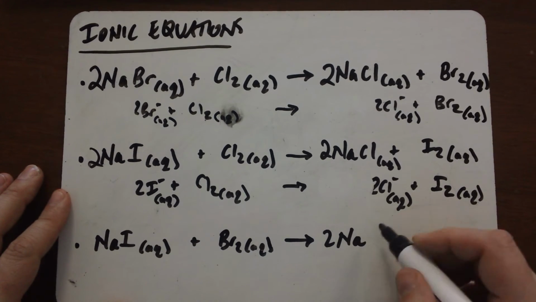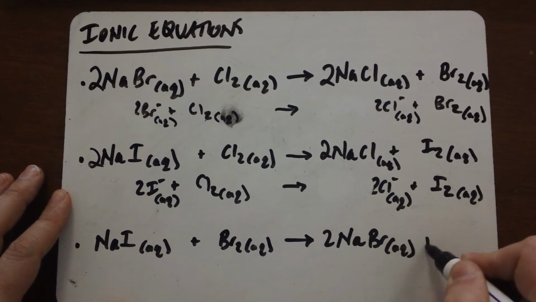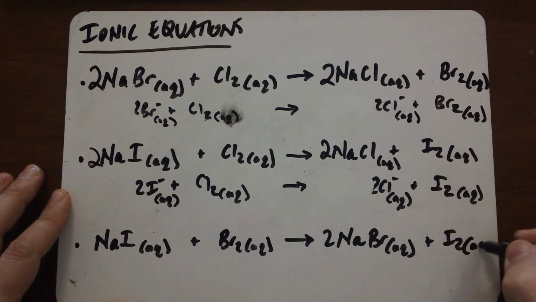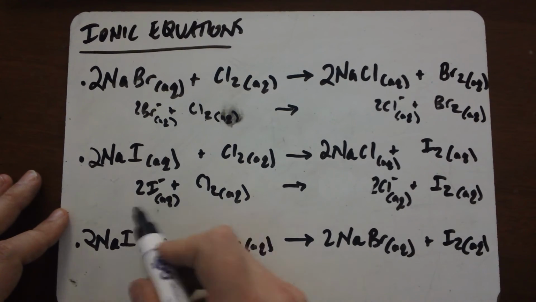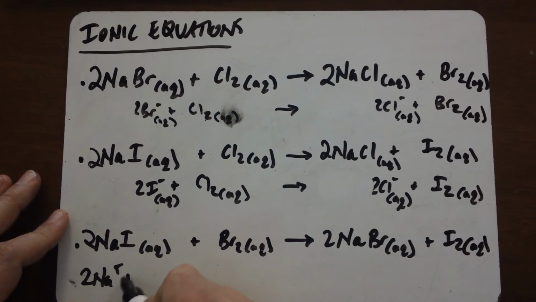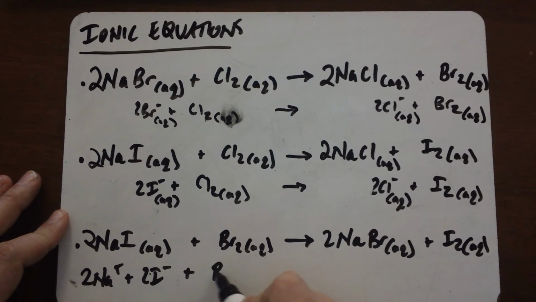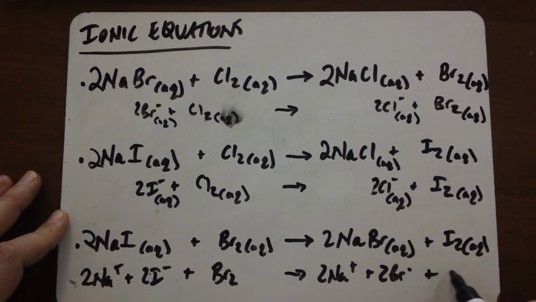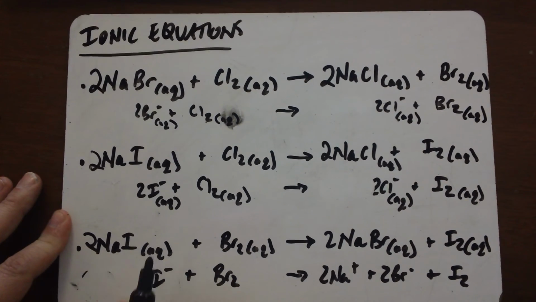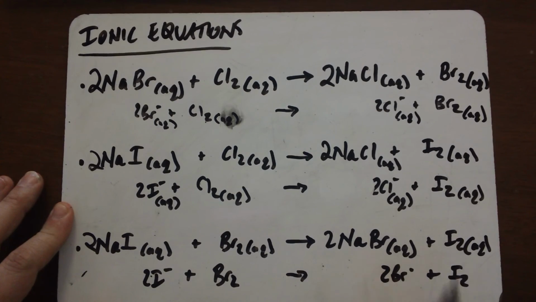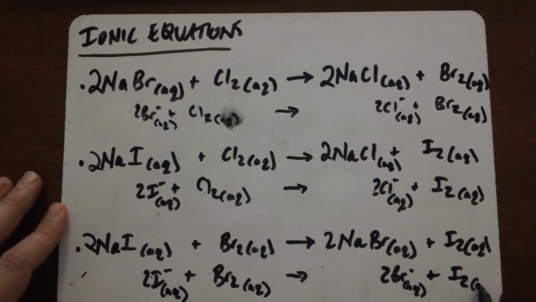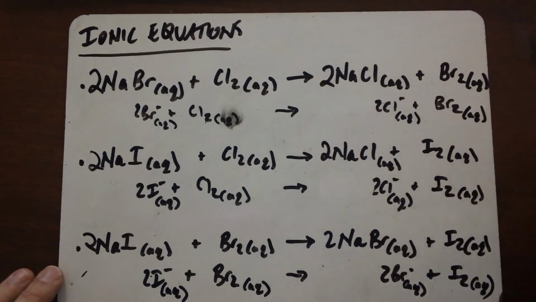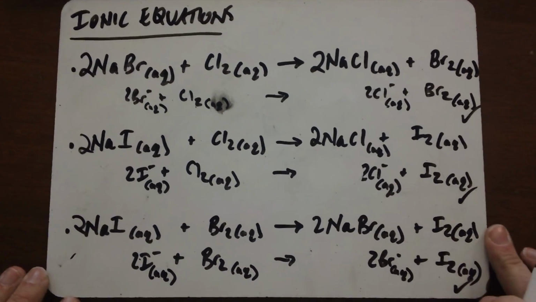2 lots of NaBr this time. Again, iodine is released, hence we see a brown solution formed. Let's balance this, 2 here, and the same process again: 2 Na plus, 2 I minus, Br2, 2 Na plus, 2 Br minus, and I2. We can get rid of the Na pluses, put in your state symbols, and those are the ionic equations here, here, and here for the reactions that we saw.